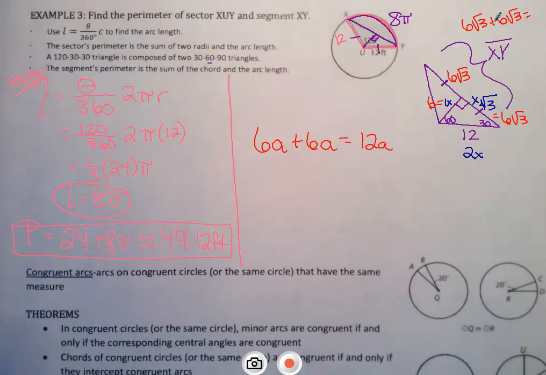12 square root of 6. 3. 12 square root of 3. Okay, so this is equal to 12 square root of 3. You want that approximate?